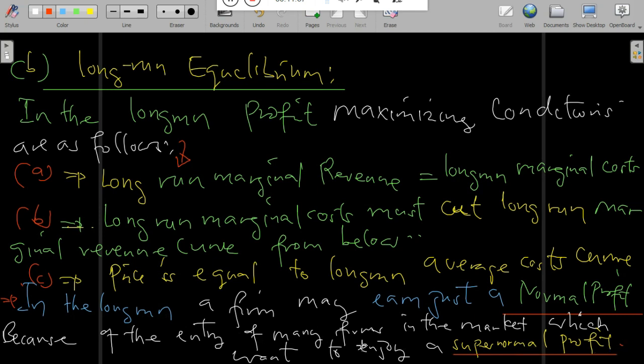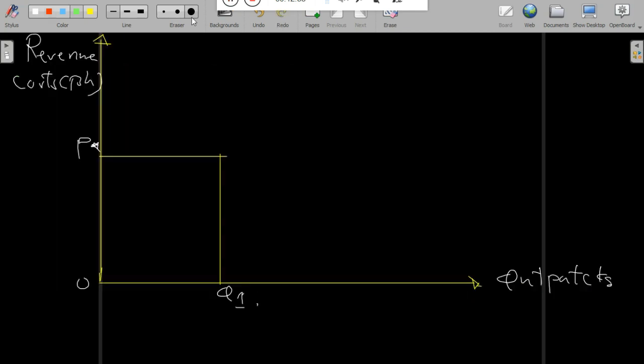So in the long run, firms may end up with just a normal profit because there is entry of many firms in the market. Remember, the characteristics of a perfect competitive market is that it is characterized with many buyers and many sellers. So making a higher profit in the long run is actually not reflectable under what is known as PCM. So there will be a normal profit.